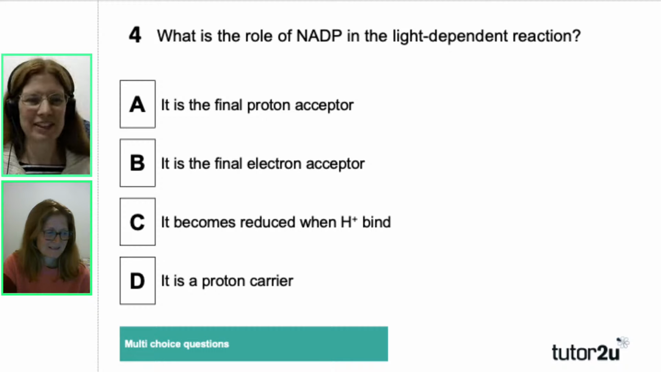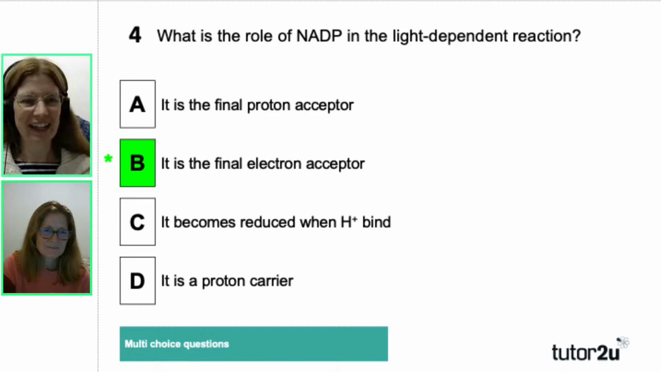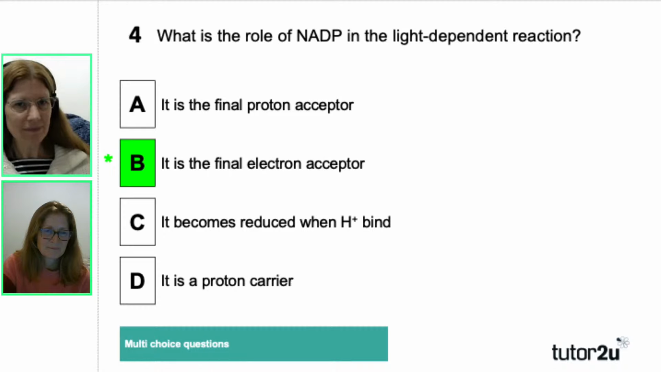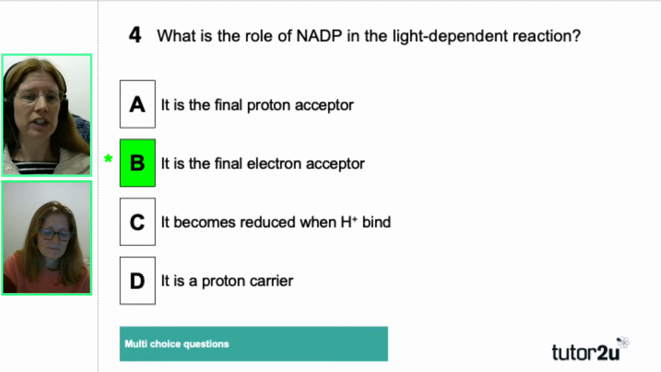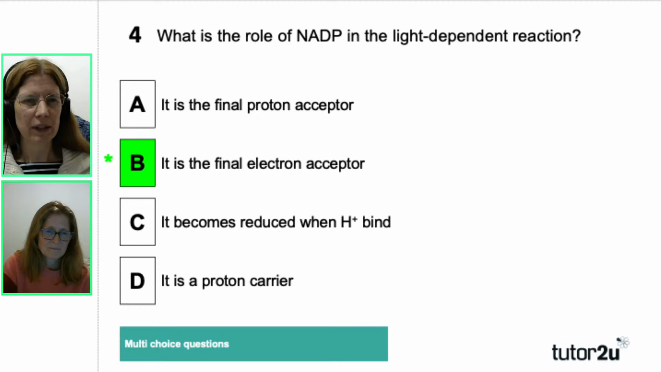Okie dokie, what do we got? I can see this is another tough one, and it is, of course, B. So it's the final electron acceptor. It can't be a proton acceptor because protons don't have electrons, they're just hydrogen ions. So if it's going to become reduced NADP, it has to have electrons to do that. It can't have the ions. So C is the same way of saying the same thing. It's hydrogen ions binding to it. And of course, hydrogen ions are known as protons, so it can't be D. So that's why we've ended up with B being the correct one. So just watch out for that. It's a very common error.